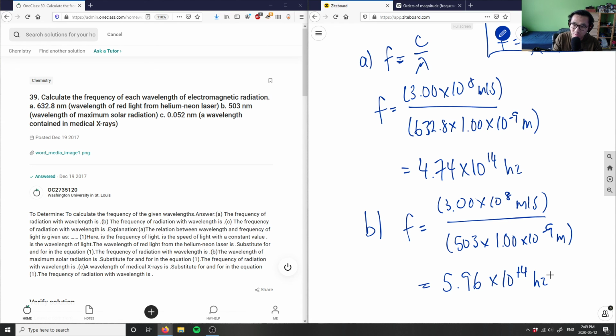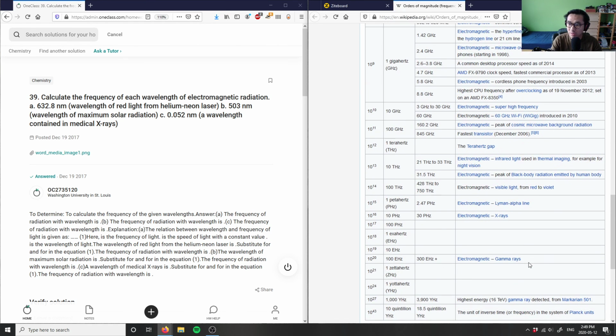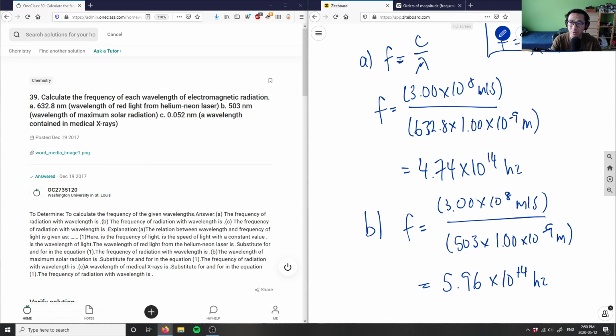14 hertz. And again, this is a wavelength of maximum solar radiation, right? So again, solar radiation would probably be very close to here as well in terms of our 10 to the 14. So again, it should hover around the 10 to the 14 electromagnetic frequency for wavelength of solar radiation. So it hovers around the same kind of frequency here.